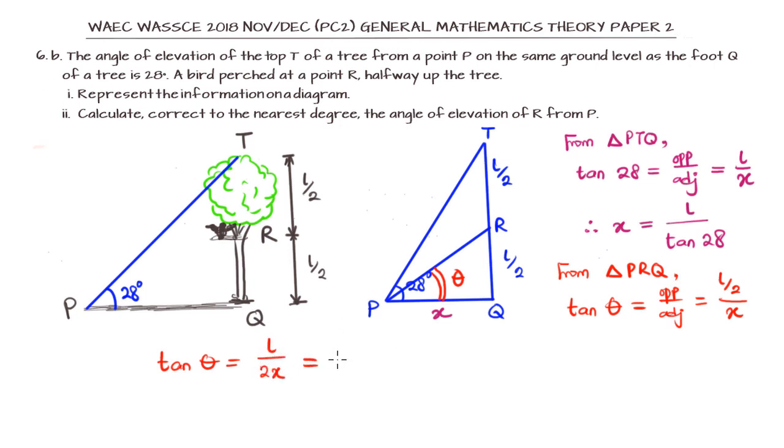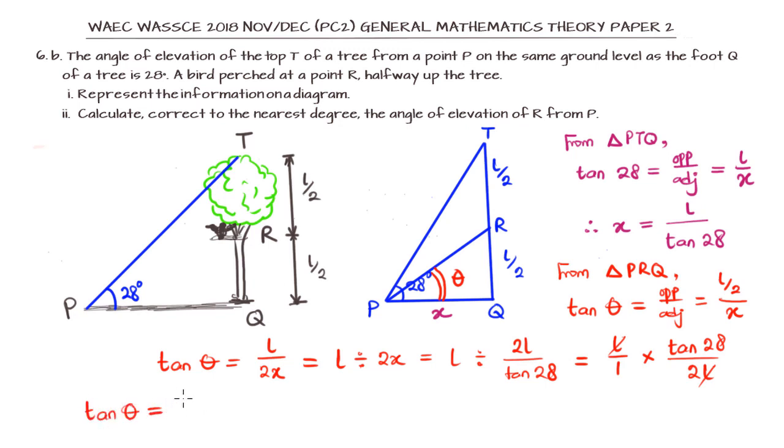Now, if I want to write this out so that I don't make mistakes, it will be L divided by 2x, and that will be L divided by 2L. x is L over tan 28. So, if I turn that to multiplication, I have L over 1 times tan 28 divided by 2L. The L will cancel out such that my tan theta is tan 28 divided by 2.